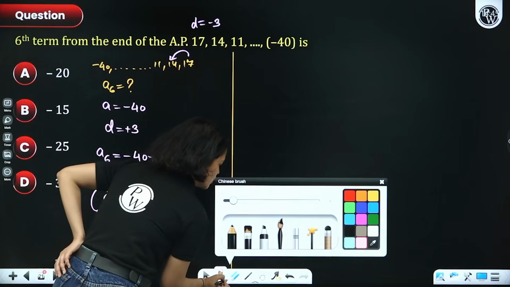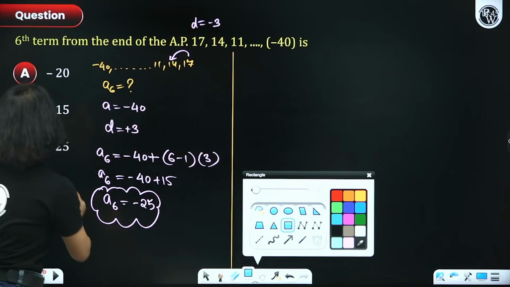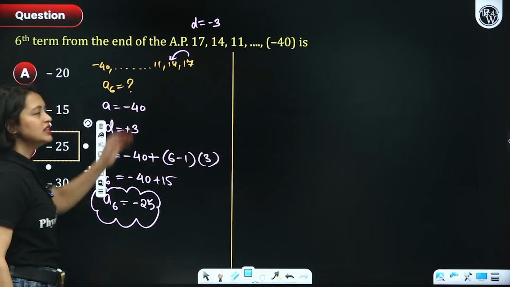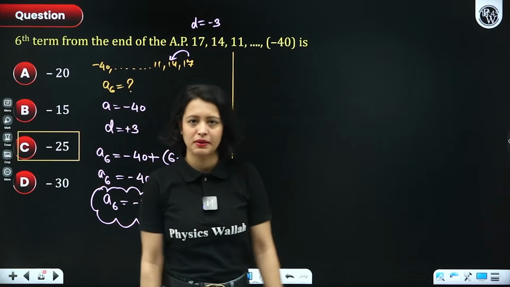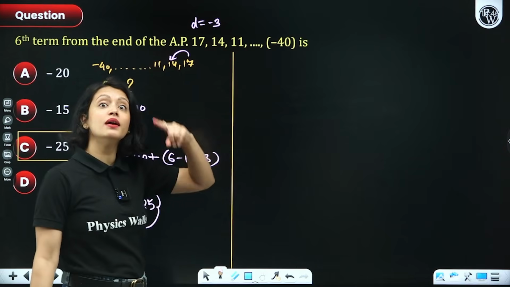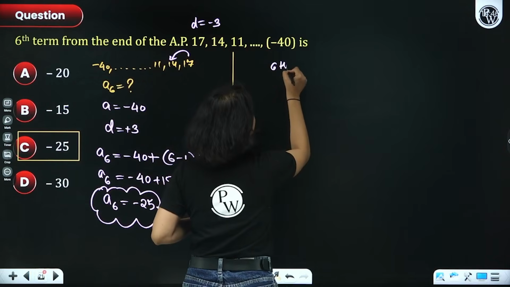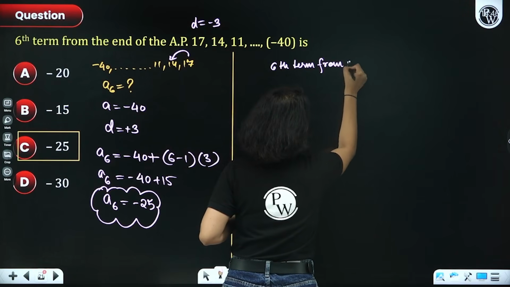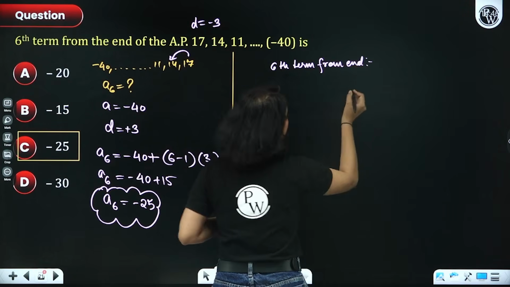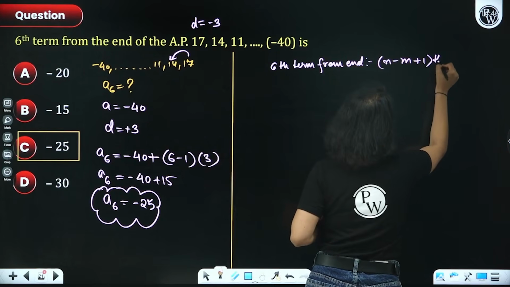Okay? So here, let's mark this, and everyone that got the correct answer, good job, well done. So this was using the common sense method. Now let's use the formula. The formula said that the sixth term from the end would be the (n minus m plus 1)th term from the beginning.